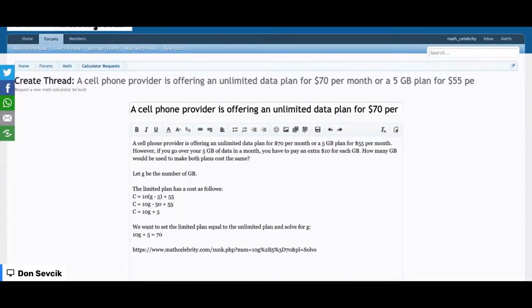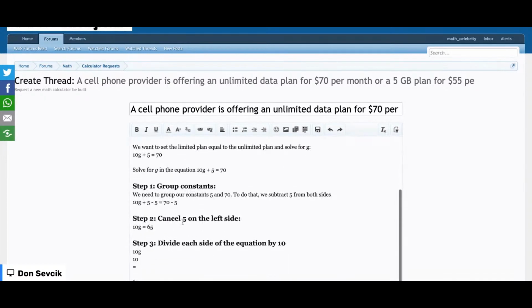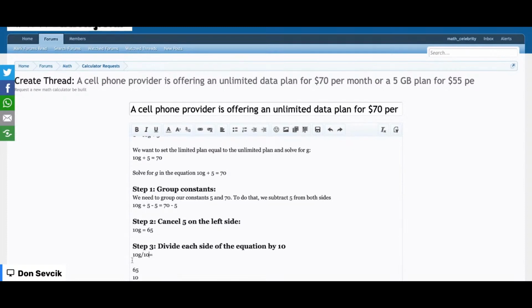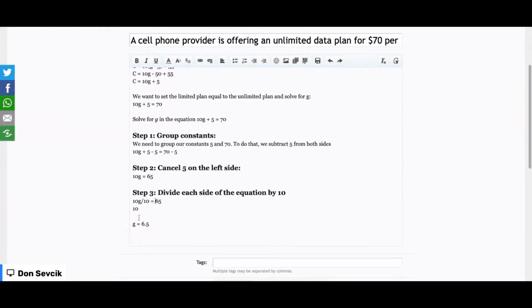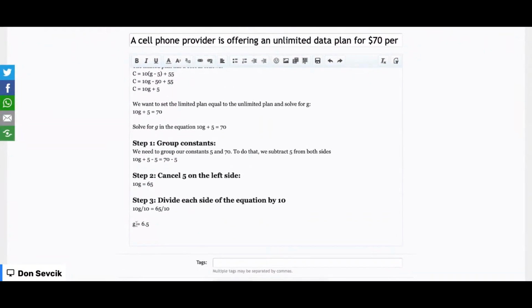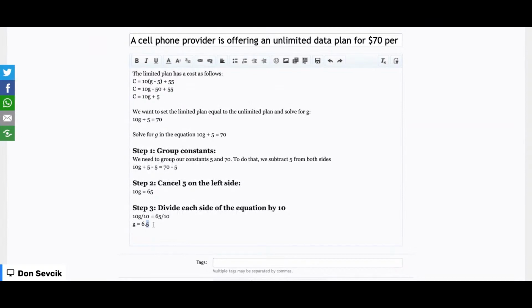Let me copy this again. I missed this. Okay. All right. So the answer, once I get the formatting straight, is G equals 6.5. So this is the number of gigabytes where the plans would be equal.